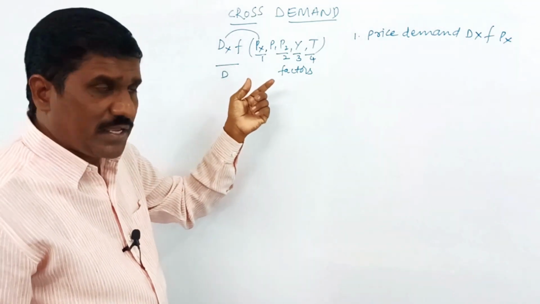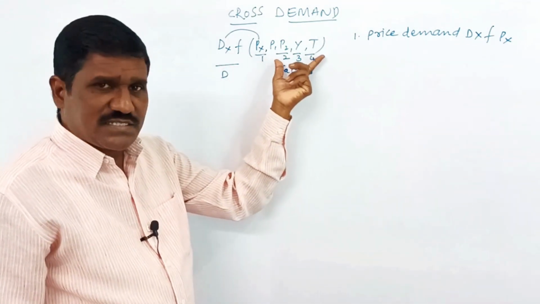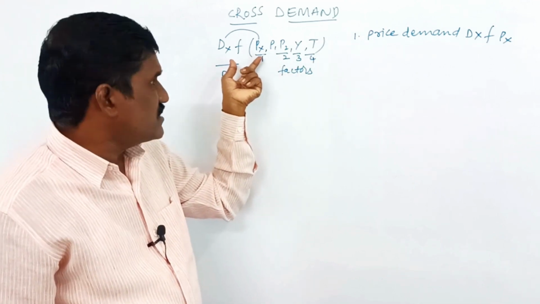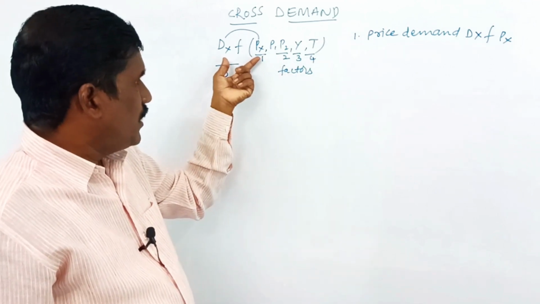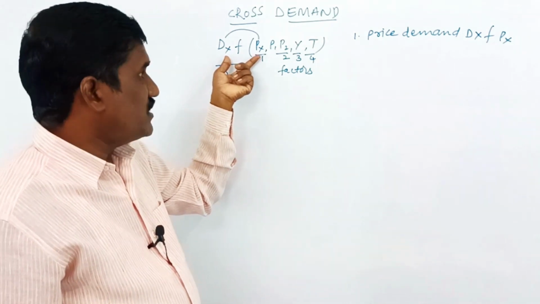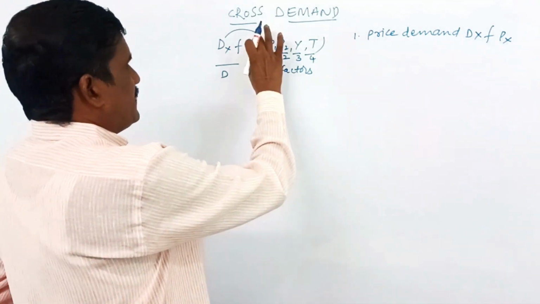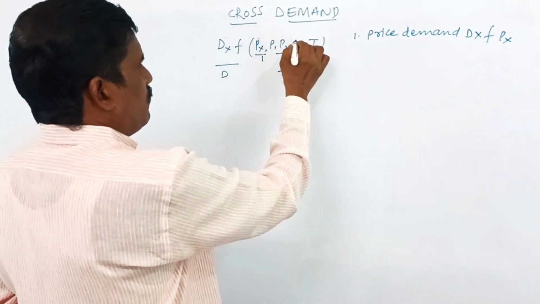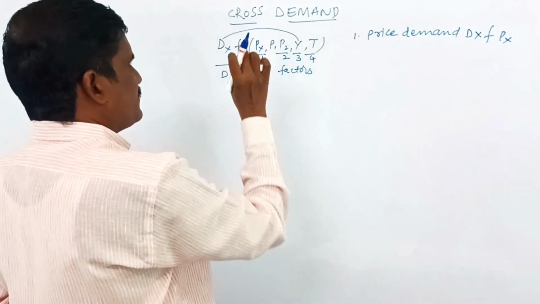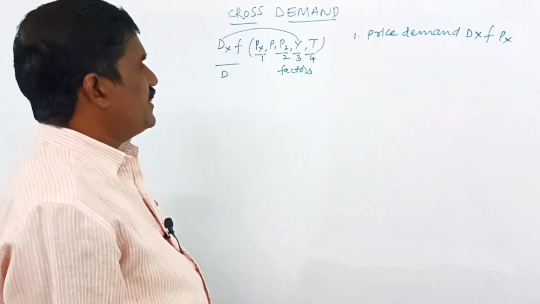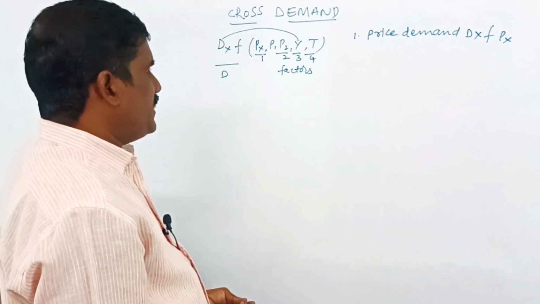It is applicable when the remaining factors are kept constant; only then is it possible to discuss price demand. So the first one is price demand. Second, Y, Dx: Y means income and Dx means demand, so income demand.